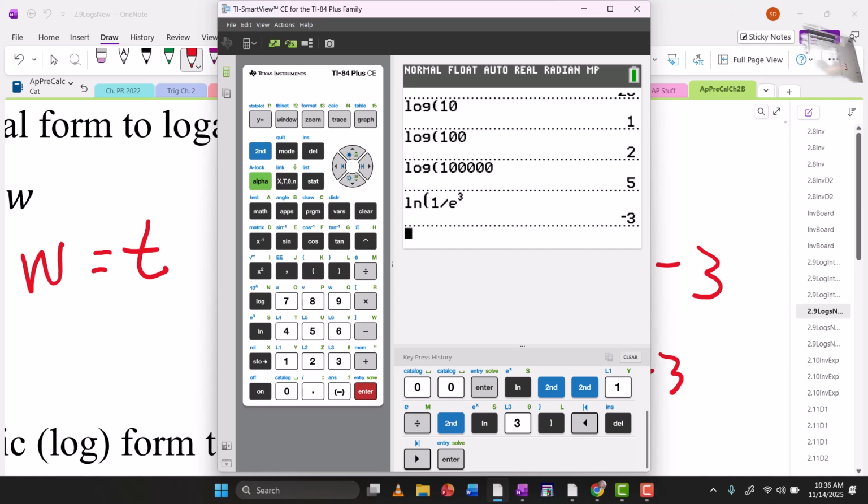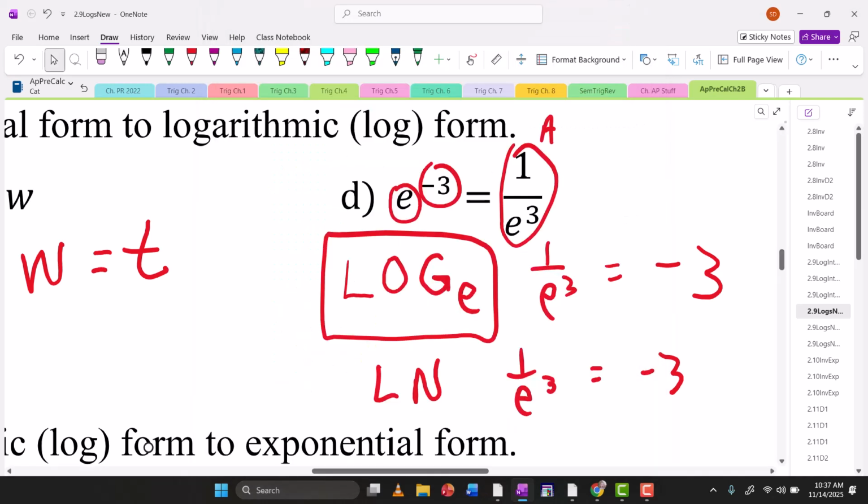And one more point, that this is an exponent. When you do these evaluations, these are exponents. That's what an evaluation of a logarithm is, an exponent all by itself. Okay? All right, let's go back.